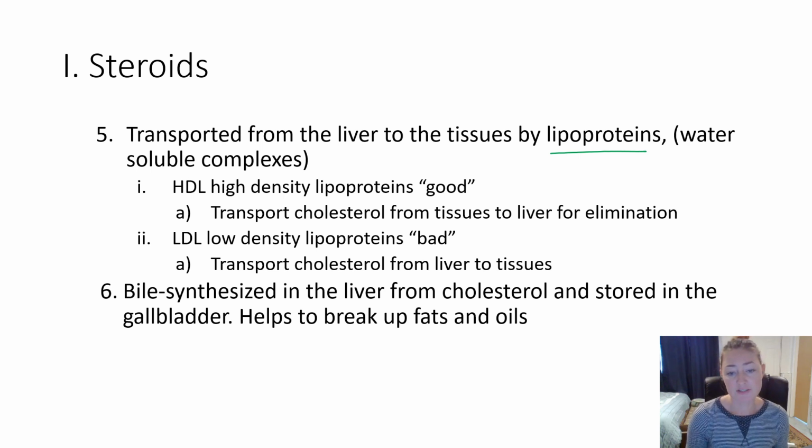Bile is synthesized in your liver as well from cholesterol, and it's stored in the gallbladder. And the purpose of that bile is to help break up fats and oils. And in one of your labs this semester, you guys are going to be using bile salts in order to break up some large oils and see how those work.